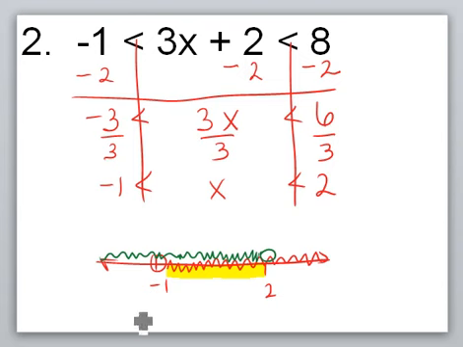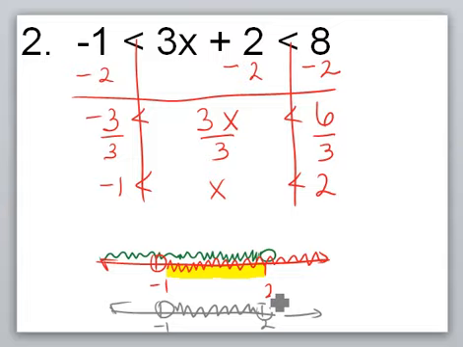So I'll go ahead and create my final answer graph right here. I have negative 1 and 2. I have an open dot on 2 and an open dot on negative 1. And notice where it's shaded between those two.